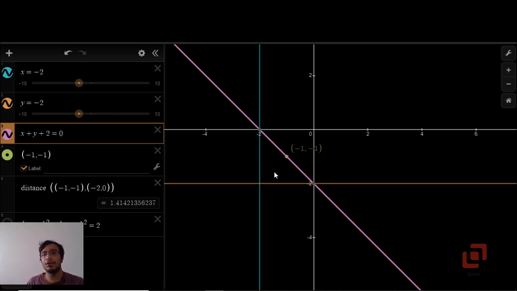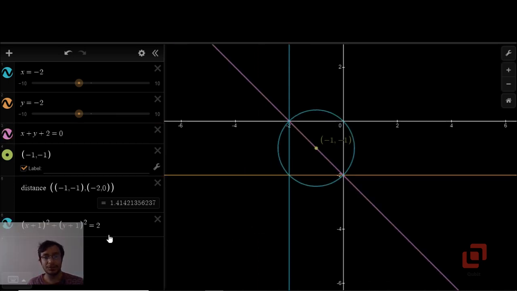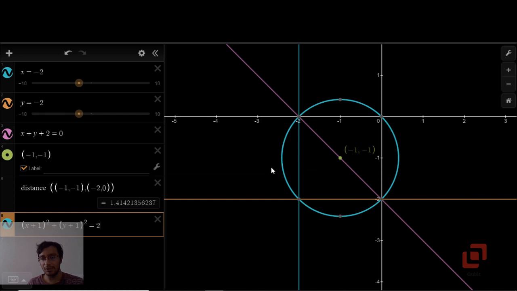Now, to verify that this is indeed the circumcenter, I have obtained the distance between the points minus 1 comma minus 1 and minus 2 comma 0, and that distance, as you can see here, is 1.414, or that is root 2. Correct, that means the circumradius of the triangle is root 2. Now use the center radius form to get the equation of the circle: x minus h bracket squared plus y minus k bracket squared equal to radius squared, and you can see that it is indeed the circumcircle of the right angled triangle. Okay, so our answer is correct.